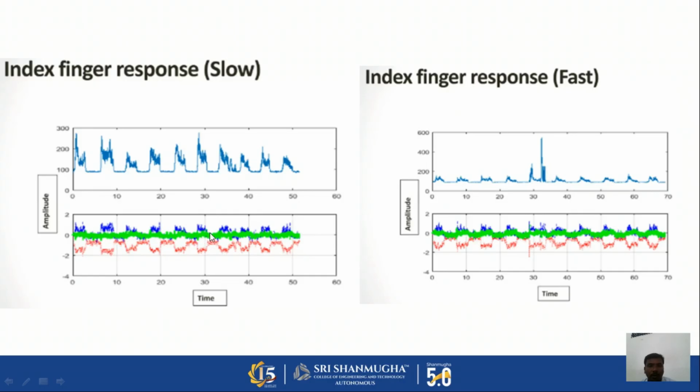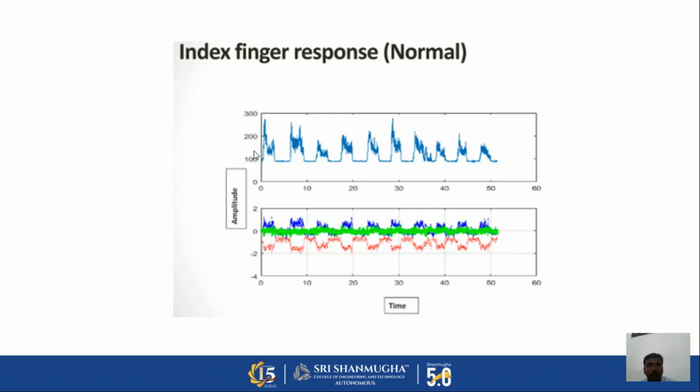So next we are going to see index finger fast response. When the finger moves rapidly, the muscles contract more strongly and quickly. As a result, the EMG signal amplitude increases significantly. The waveform appears more intense and contains higher variation in signal strength. These strong EMG signals help the prosthetic system detect rapid user intention and respond quickly.